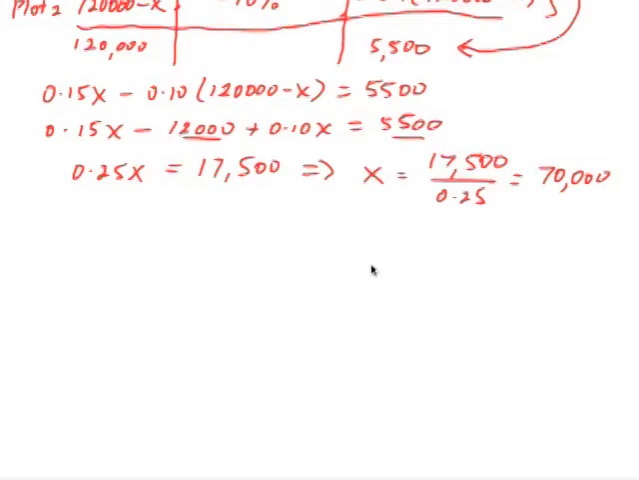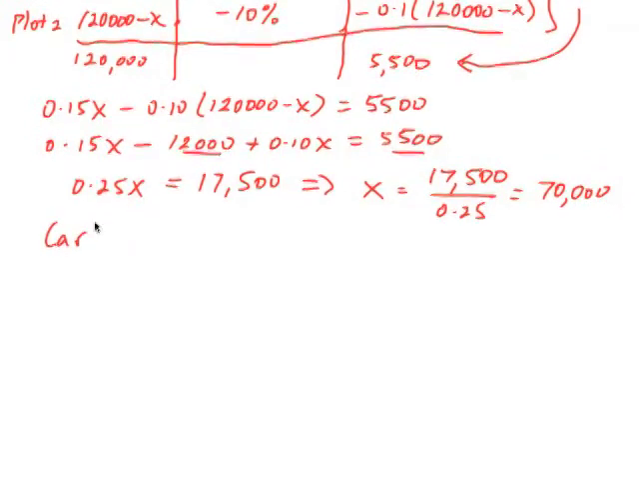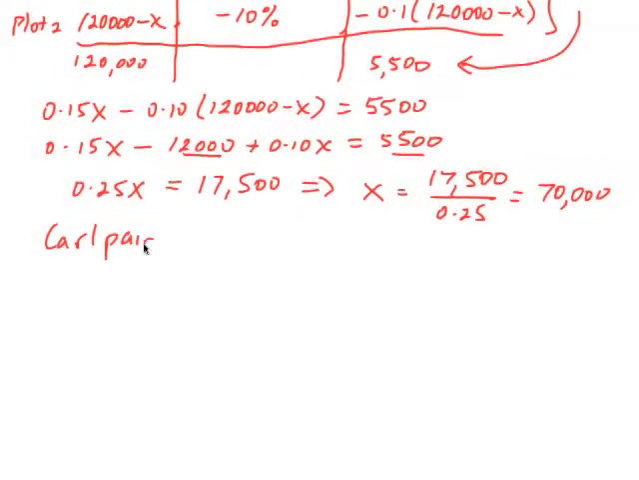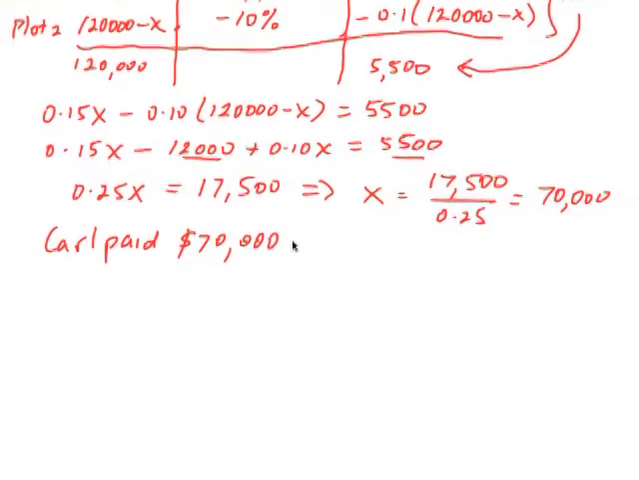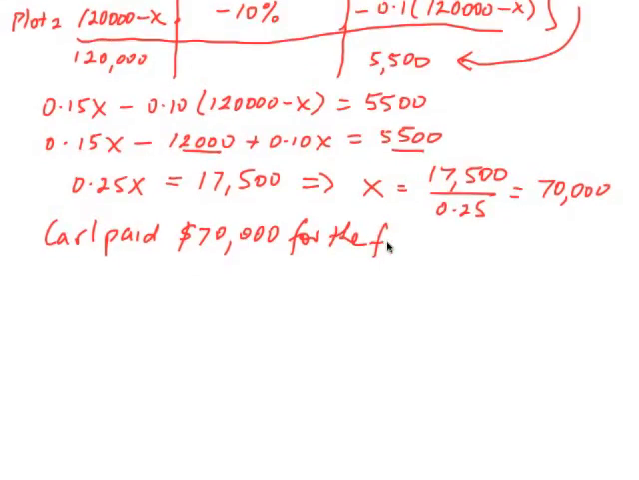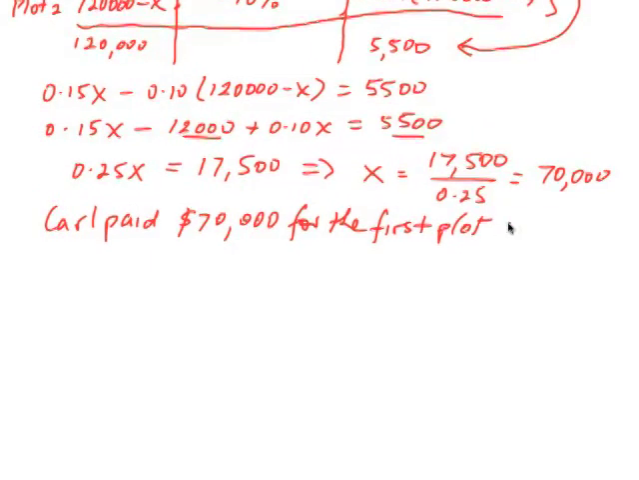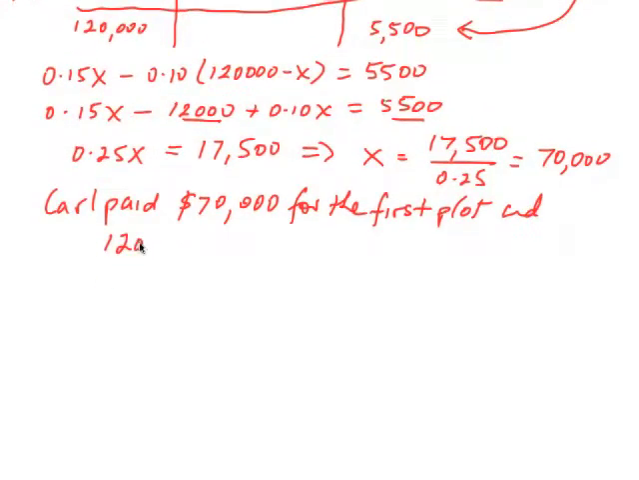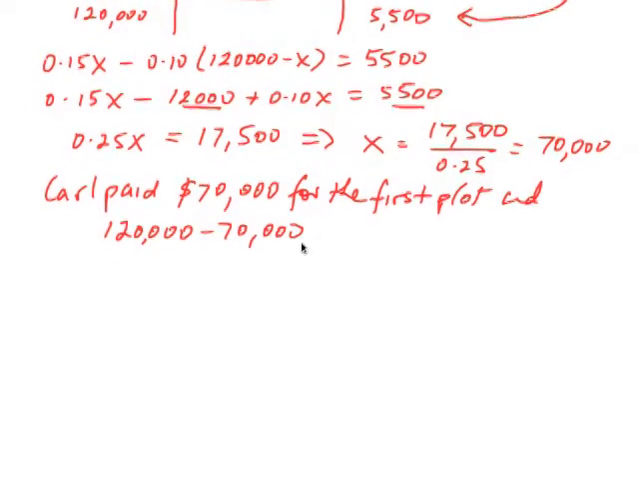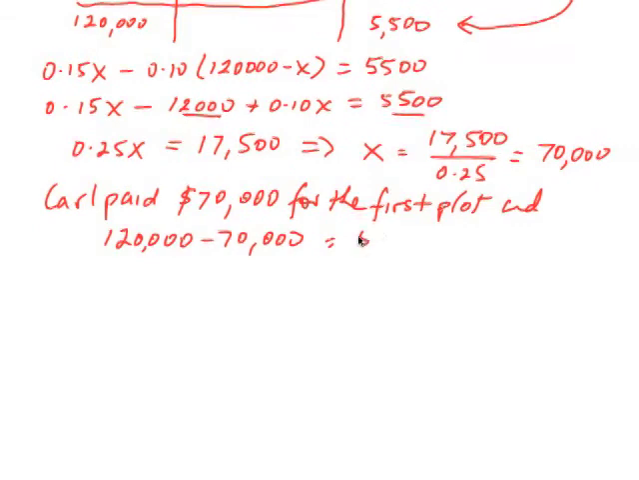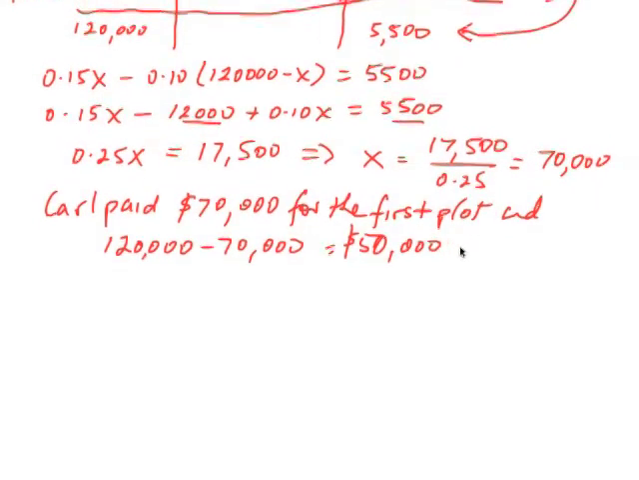Now remember, that's not your answer. You've got to put your answer in terms of the question. So what we say here is Carl paid $70,000 for the first plot. And of course 120,000 minus 70,000 is equal to $50,000 for the second plot.